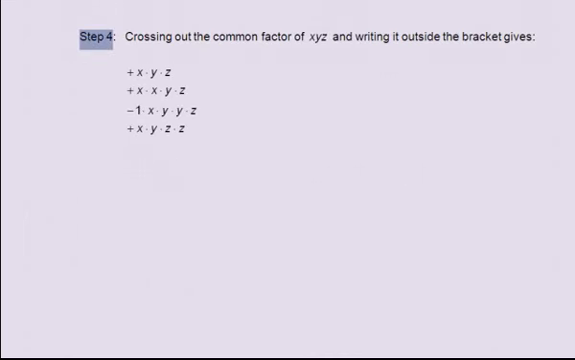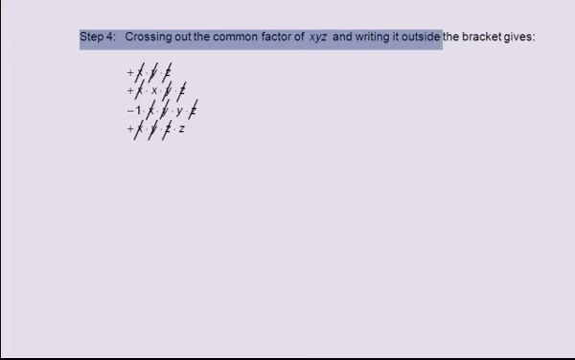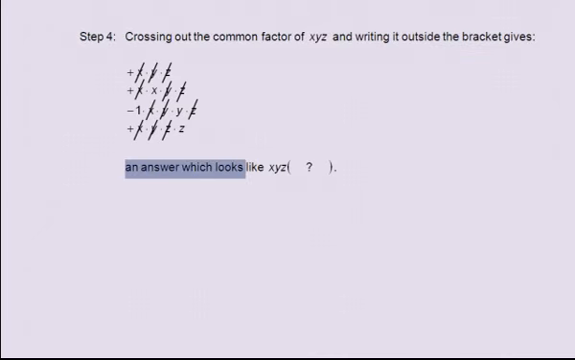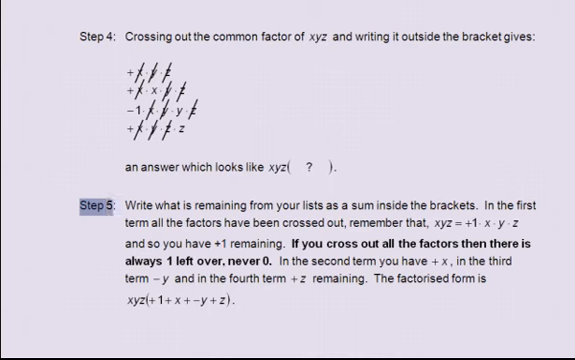Step 4. Crossing out the common factor of x, y, z and writing it outside the bracket gives an answer which looks like x, y, z multiplied by something that's yet to be determined. Step 5. Write what is remaining from your lists as a sum inside the brackets.